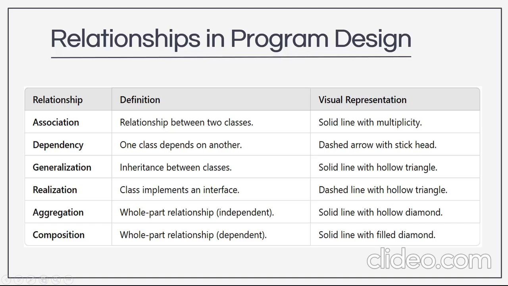Generalization represents inheritance, where a child class shares properties with its parent class, represented by a solid arrow with an enclosed head pointing from child to parent. Realization means interfaces. It shows that the class implements an interface or fulfills a contract. Aggregation and composition show how classes are made up of other classes. These relationships help create a clear and logical structure.